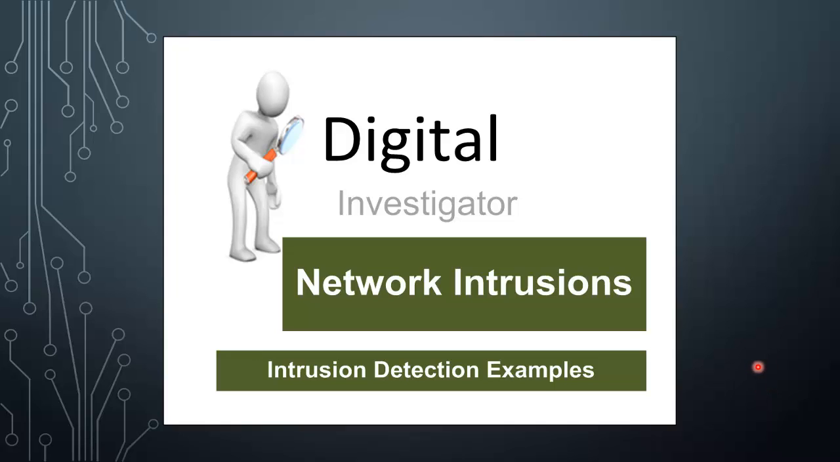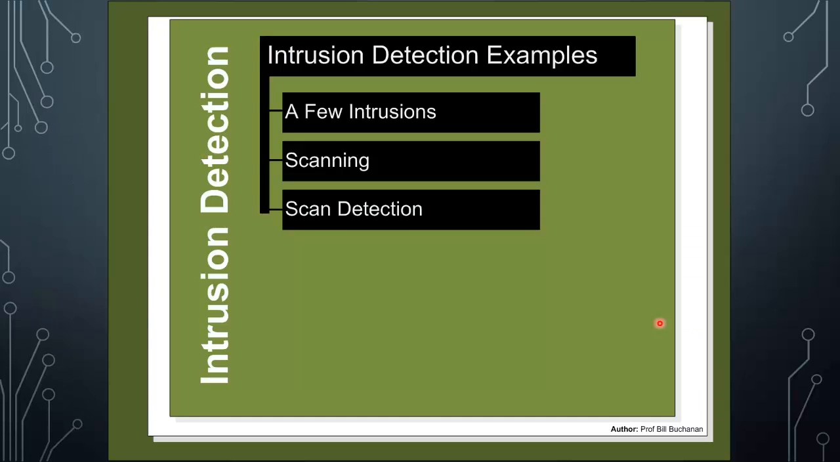Okay, so let's look at a few intrusion detection examples using Snort. In this part we'll look at a few different types of intrusions, and then at different methods of scanning that an intruder might take, and then on to some scan detection, especially around how an intruder would sweep over a network.